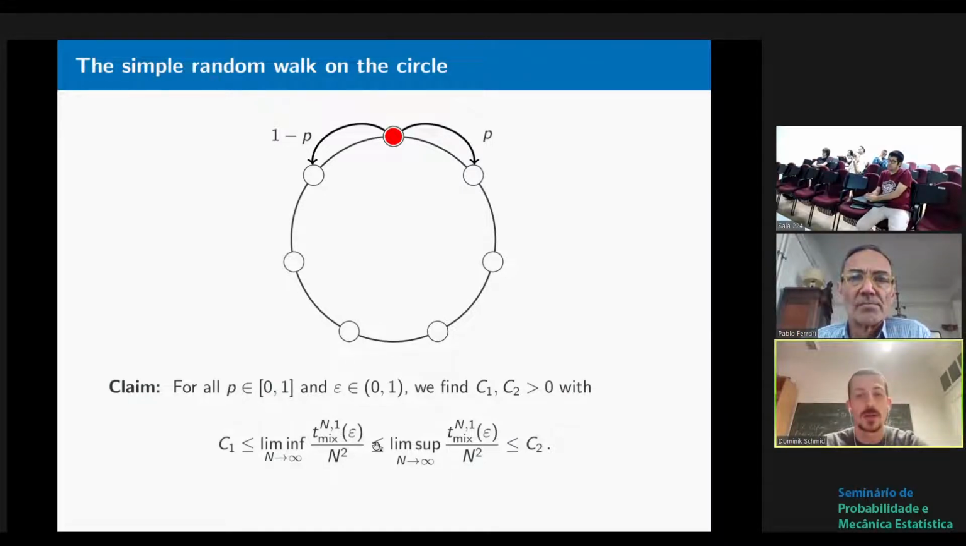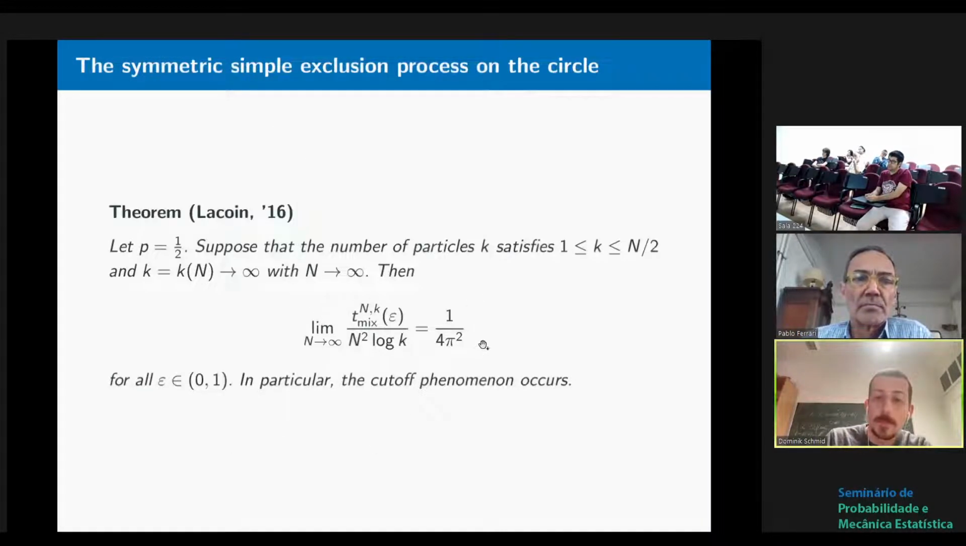Okay, so keep in mind, for a single particle, we see a mixing time of order n squared. Now, there's a very nice result for a general number of particles k due to Hubert-Lacroix, I think I also see in the audience. And this is in the case where p is equal to 1/2. So in this case, suppose that the number of particles k satisfies k between 1 and n over 2, and that the number of particles k goes to infinity with n.